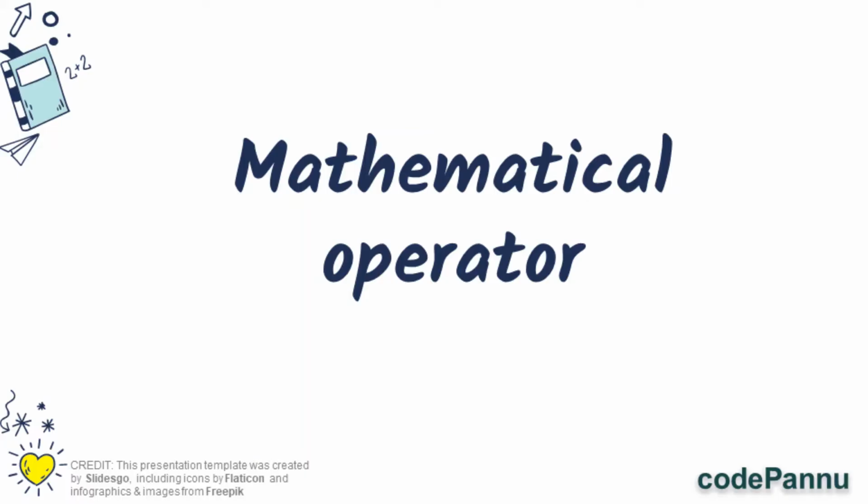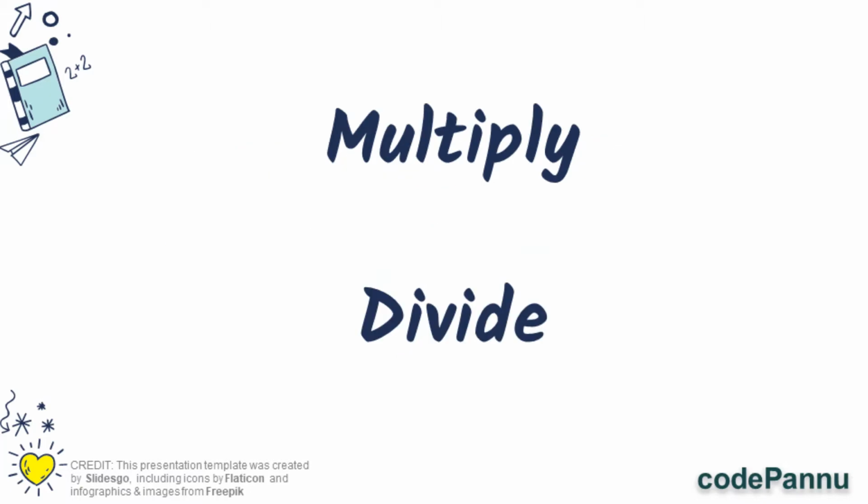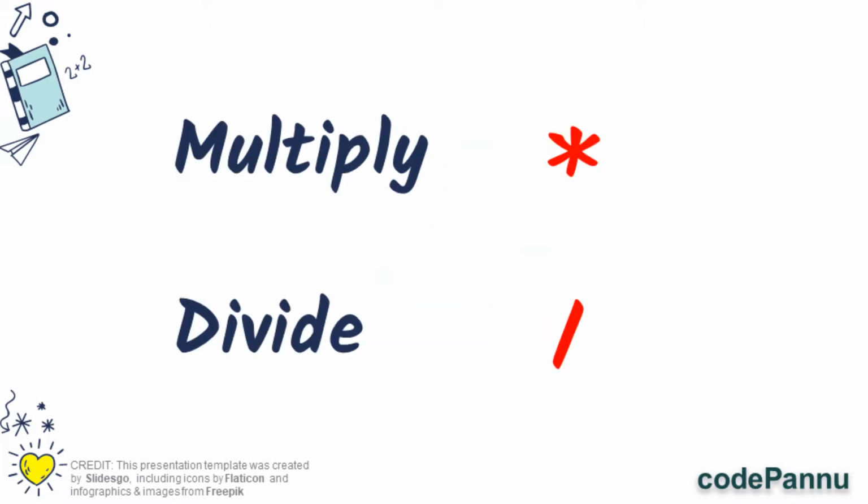This is the second video on the topic mathematical operators. If you are interested in watching the previous video on this topic, the link is given in the description box. So, we are going to see how to multiply and divide. For multiply, we will use this, and for divide, we will use this special character.